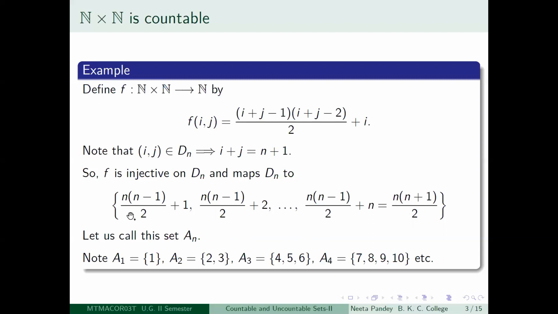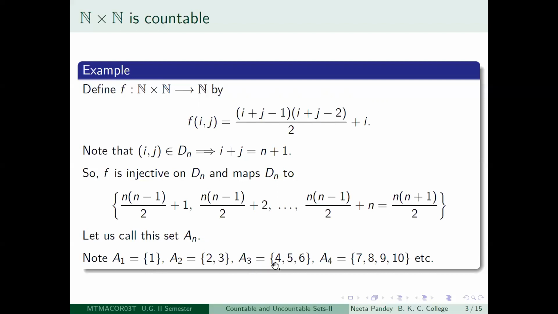So a1 is going to be when n is equal to 1. So if n is equal to 1, this n into n minus 1 by 2 becomes 0. So the only thing which is left out is this 1, and it will start from 1 and end at 1. So a1 is just going to be 1. What is a2? A2 is 2 into 1 by 2, so that you get a 1 here. So you will get 1 plus 1, and you have to end at n. So n is 2 here. So you start with 1 plus 1, and the next element will be 1 plus 2. So you will just get 2 and 3.